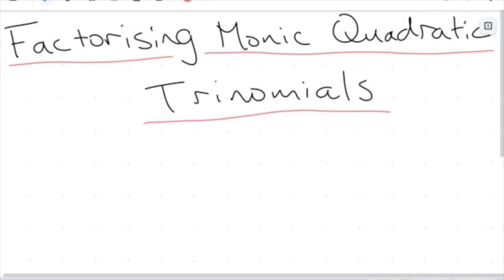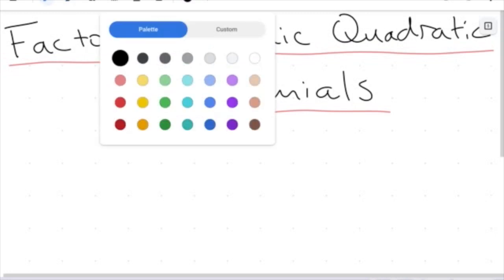Hello everyone, welcome to this video which is going to be a culmination of all of the things we've been talking about in this topic so far. We are finally now going to get into the process of factorizing what we call quadratic trinomials. Now in this video we're talking particularly about monic quadratic trinomials. Let's just define what that means before we go on.